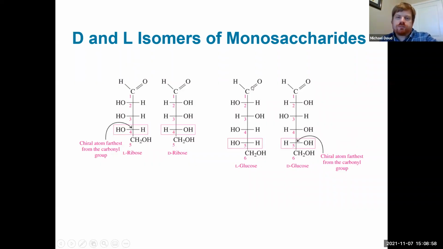Now, for glucose, we see now that it's a 1, 2, 3, 4, 5, 6 carbon chain. And L-glucose has the hydroxyl group on the left. D-glucose has the hydroxyl group on the right.